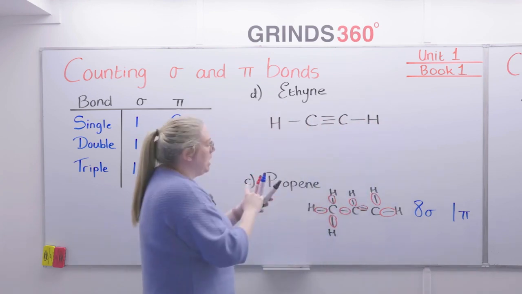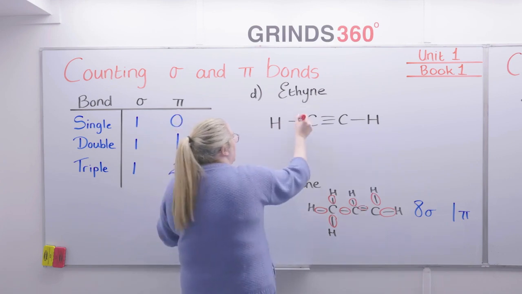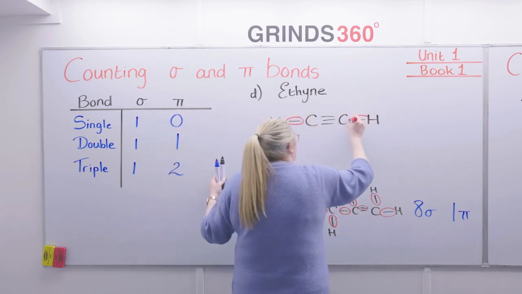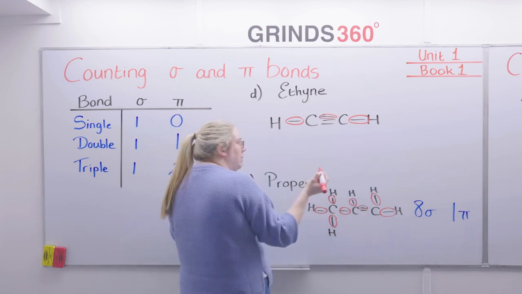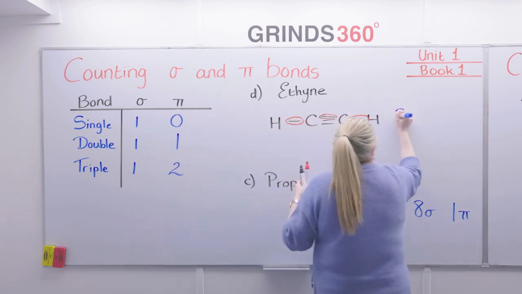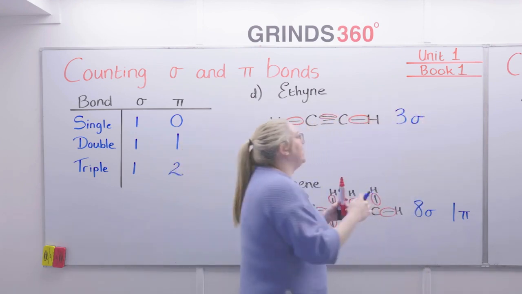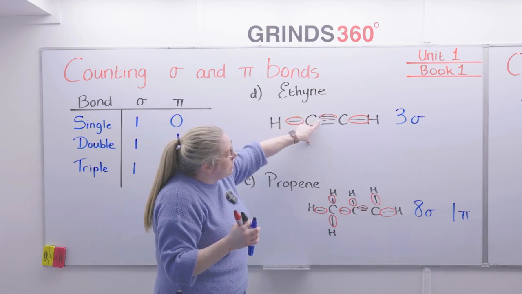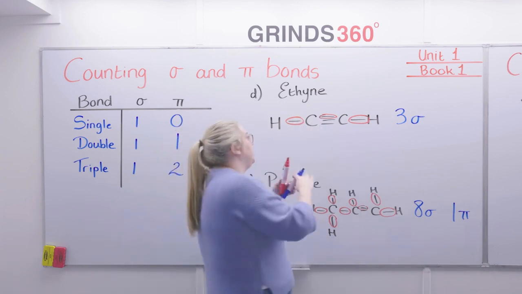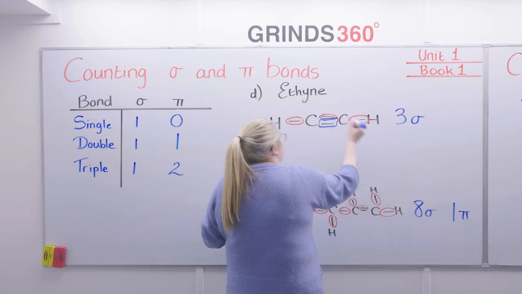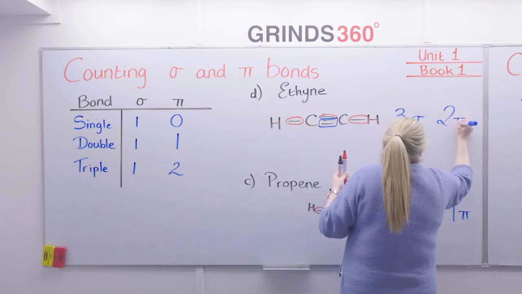Now be careful. Go in for your sigma first. You have 1, 2, and one of the ones in the triple bond is a sigma bond. So in total, you have 3 sigma. And now for your pi, because this is a triple bond between the 2 carbons, you have to have 2 pi bonds as well. So I'm going to highlight both of those, and we write in 2 pi.